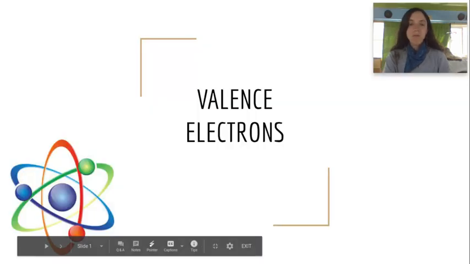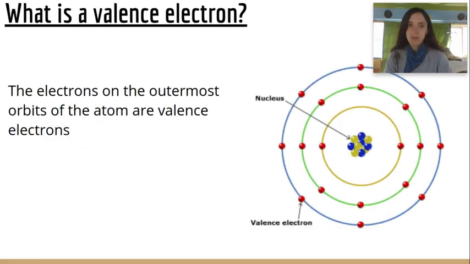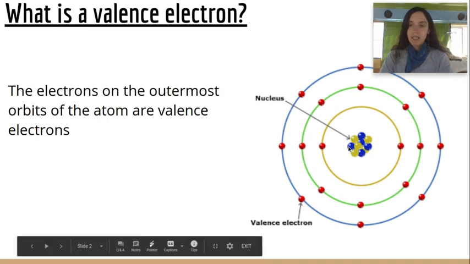We determine whether or not an element is reactive based on what that element has in its valence shell of electrons. So first we need to know, what is a valence electron? Valence electrons are on the outermost orbits of the atom. Atoms have protons and neutrons in the center, and electrons orbit around sort of like planets orbit around the sun. The valence electrons are the ones on the outside. These outside electrons matter because they are the ones that are going to chemically react with other elements.